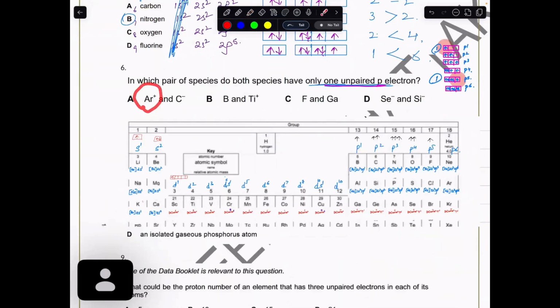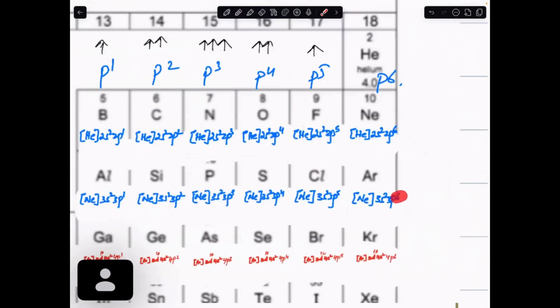If it is argon plus, I need one unpaired P. So I need either P1 or P5. Right? Now look. This is Ar plus. This is argon. Ar plus means it is losing an electron. If it loses one electron, will this become P5? Yes. Argon is P6. But if it is argon plus, it becomes what?